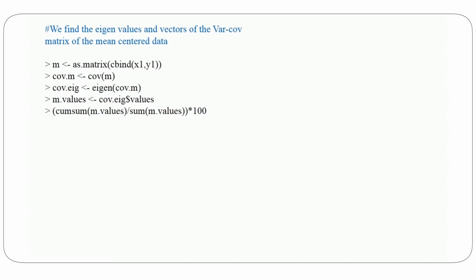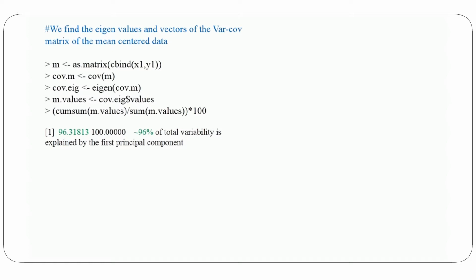Next, we find the cumulative percentage of the variability explained by the principal components. So, here we have the cumulative proportion of the variability explained by the principal components. Note that the first principal component explains about 96% of the total variability in the data. So, instead of working with the original two variables, we can work with the first principal component without significantly losing much information.